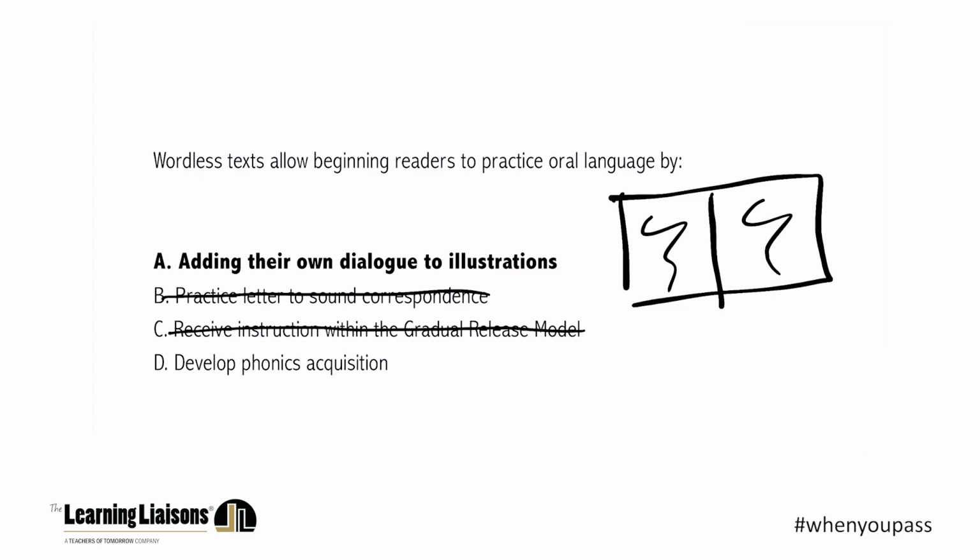Gradual release model is specific to the I do, you do, or I do, we do, you do model. So that's not what they are talking about in this question. And phonics acquisition has to do with the written word, and this is a wordless text. So A is our answer.